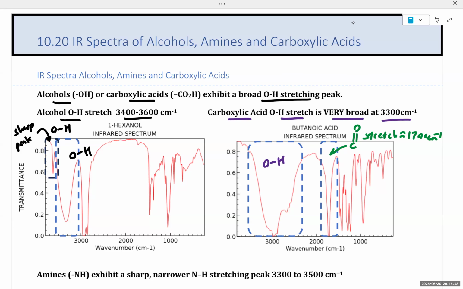So alcohols and carboxylic acids exhibit broad OH stretching peaks. The alcohol will also have a concomitant sharp OH stretch peak, while carboxylic acids can be differentiated from alcohols because carboxylic acids will have the carbonyl CO stretch.